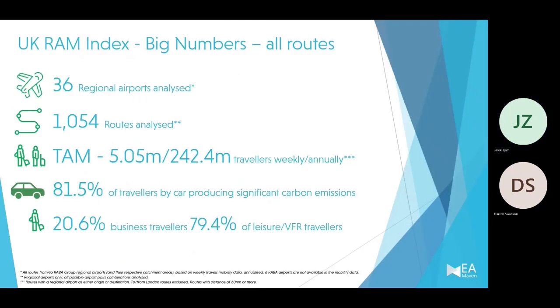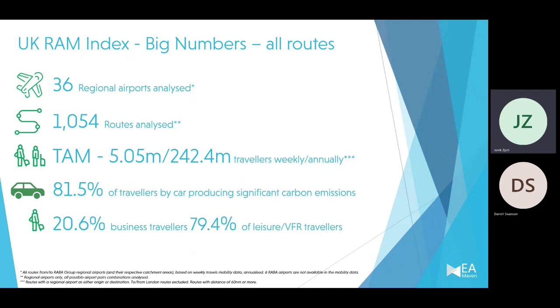So as you can see, we've analyzed 36 regional airports within the RABA group, and we analyzed more than 1,000 routes, analyzing based on certain distance thresholds, certain thresholds in terms of other factors. So the total addressable market for this assignment was more than 5 million travelers per week, which gives you more than 242 million annually. So it's a big number.